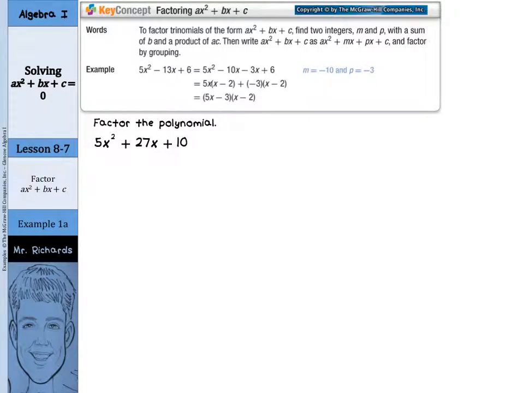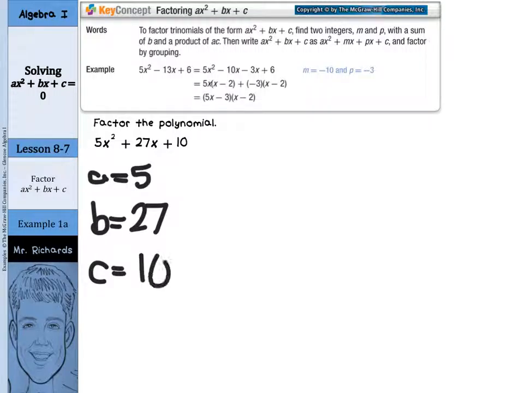Hi, Mr. Richards here, and today's lesson is factoring trinomials of the form ax squared plus bx plus c. Our first example has us factoring the polynomial 5x squared plus 27x plus 10. If we identify what our a, b, and c are, our a here is equal to 5. Our b is equal to 27, and our c is equal to 10.